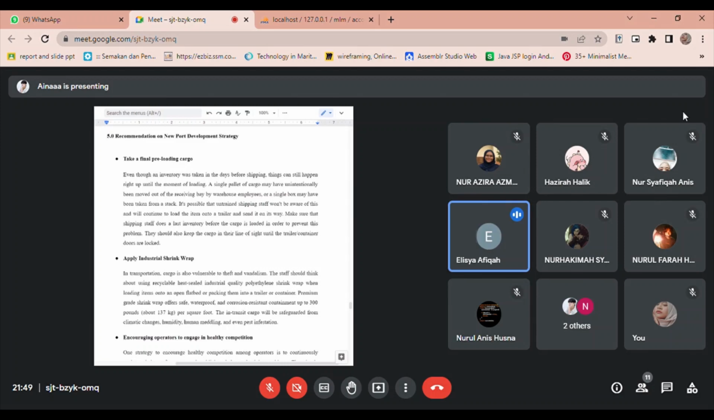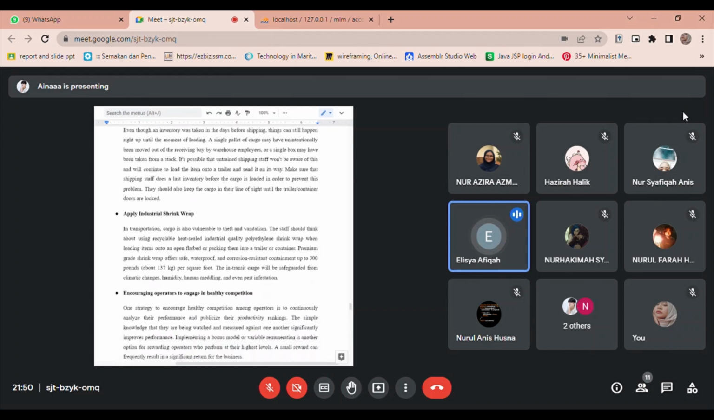For recommendations on new port development strategy, the first one is to take a final pre-loading cargo inventory. Even though an inventory was taken in the days before shipping, things can still happen right up until the moment of loading. A single pallet of cargo may have unintentionally been moved out of the receiving bay by a warehouse employee, or a single box may have been taken from a stack. It's possible that untrained shipping staff won't be aware of this and will continue to load the item onto a trailer and send it out this way. Make sure the shipping staff do a last inventory before the cargo is loaded in order to prevent the problem.